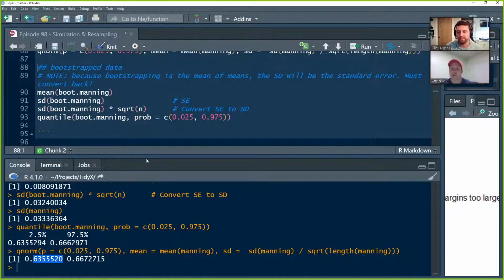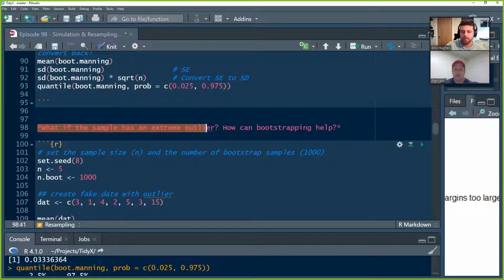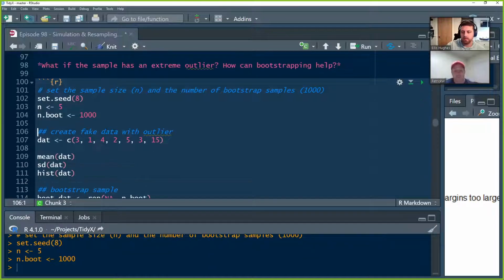Yeah, exactly. So you might have a data set that's small and it has this big outlier in it. The bootstrap can help us get a sense for what we think might be happening in the population because we create new samples from resampling the data. So here we have a bootstrap sample. We're going to set our seed. We're going to set it to n equals 5.